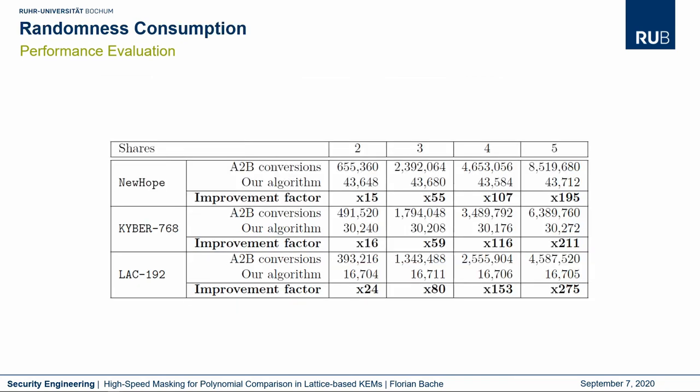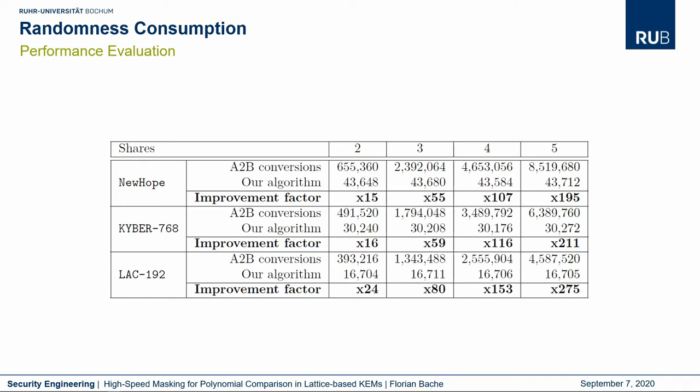Regarding randomness consumption, as I said earlier, the required randomness is independent of the number of shares. If you see different figures here, this is because we used rejection sampling. So the actual number of random words is probabilistic, but as you can see in the table, this is almost constant, independent of the masking order.